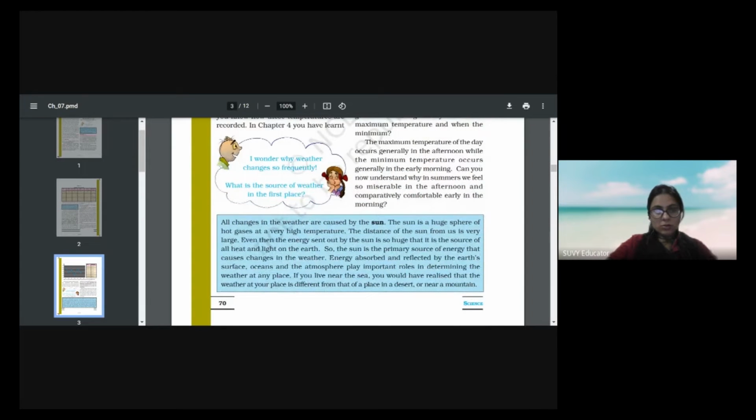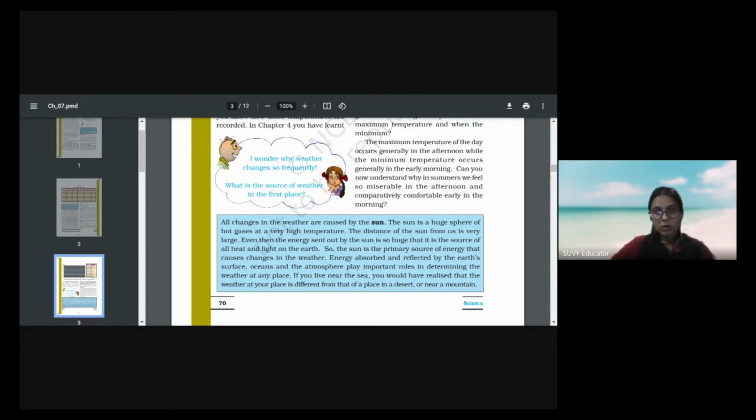All these changes in the weather are caused by the sun. The sun is a huge sphere of hot gases at a very high temperature, and its distance from us is very large. The maximum temperature, the minimum temperature and the weather depend upon the sun. If the sun is overhead in the summers, it gives very high heat, and in the afternoon the temperature will be very hot. Even though the sun is very far away, its heat affects us.